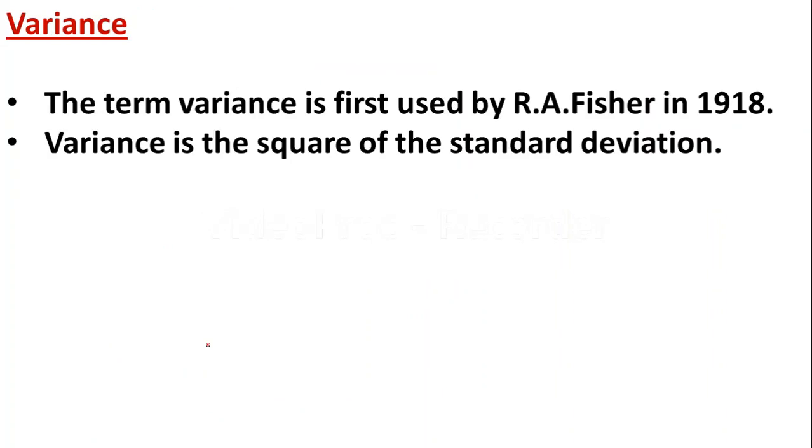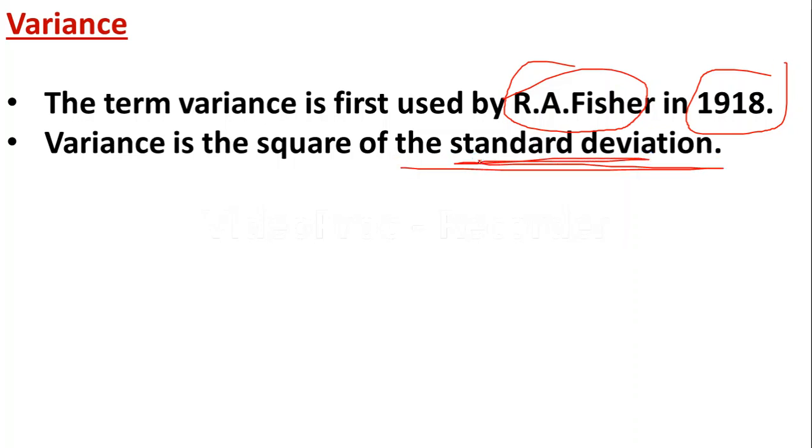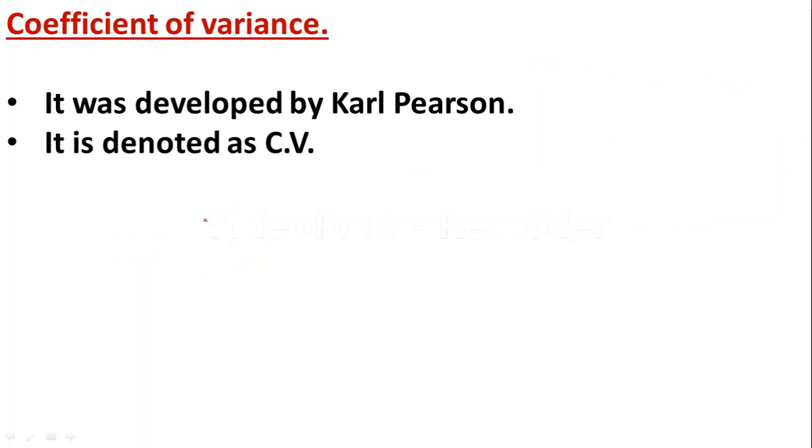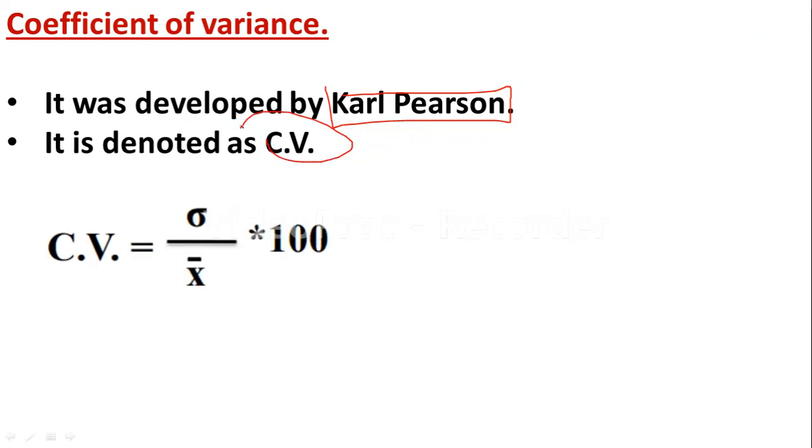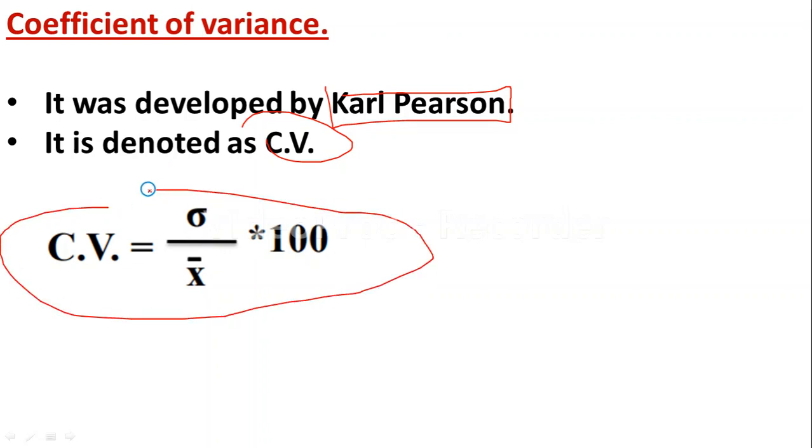Next one is variance. The term variance was first given by R.A. Fisher in the year 1918. Variance is the square of the standard deviation. Next one is coefficient of variation. It was developed by Karl Pearson, and it is denoted by CV. Formula is CV is equal to S, standard deviation, divided by mean multiplied by 100.